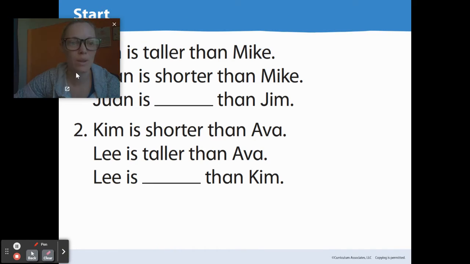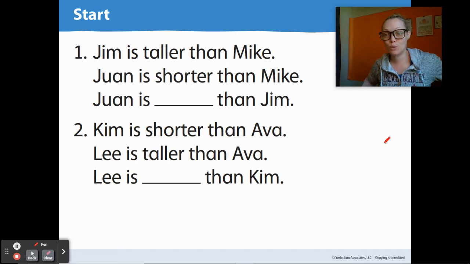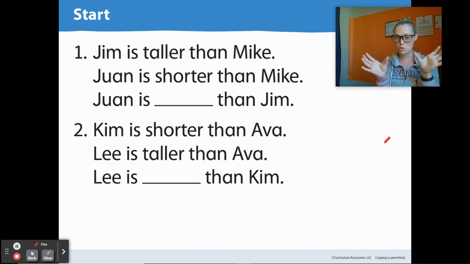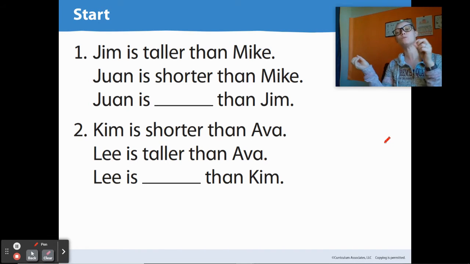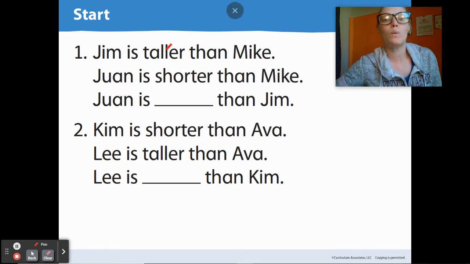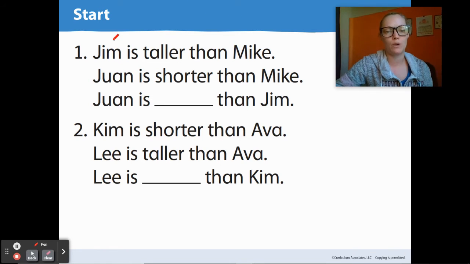We are continuing to compare lengths, and this week we are comparing the lengths of objects that can't move. They're stuck where they are, so we're using another object to measure it to see which one's longer, which one's shorter. So I have some warm-up problems for you.